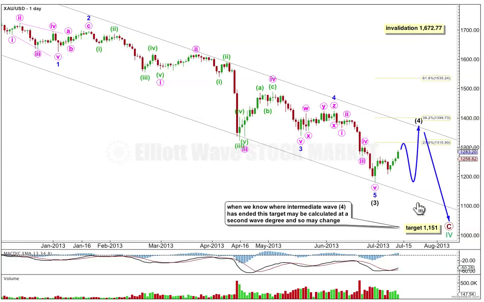It's too early to say yet what possible structure may be unfolding for intermediate wave 4, and there are 13 possible corrective structures it can take. There's a lot of possible variation, and for the next few weeks the analysis is going to have to change with changing market conditions.